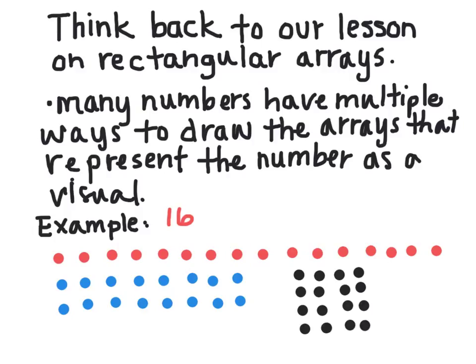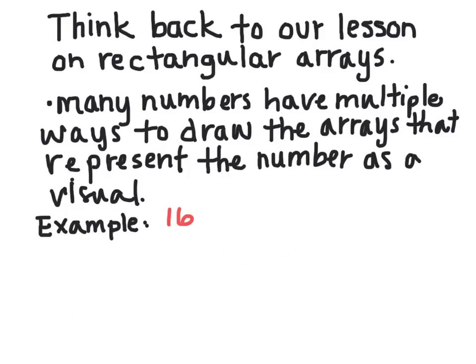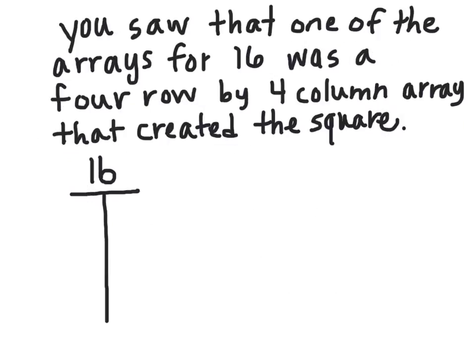And if I asked you to take a closer look at that, which one of those is the array of a square? Yep, that one. So, we should notice that numbers that can be arranged into a square array with equal rows and equal columns is considered a square number. You saw that one of the arrays for 16 was a 4-row by 4-column array. That created the square. So now I'm going to show you in the T-chart how you would recognize this.